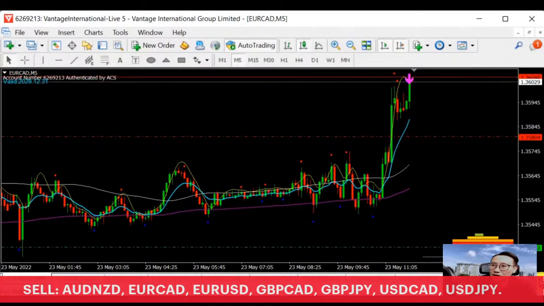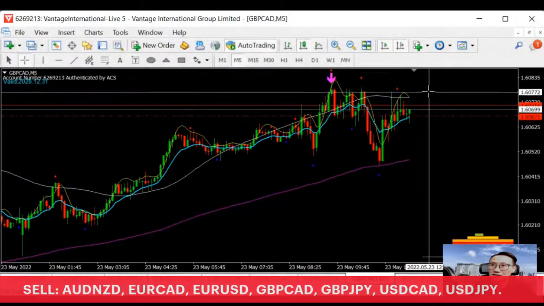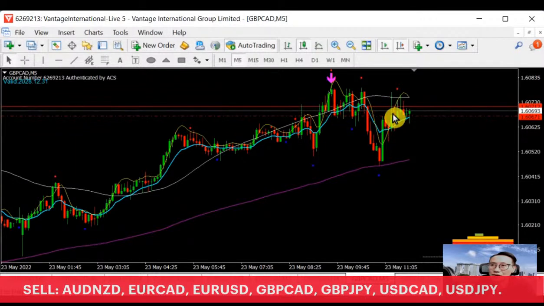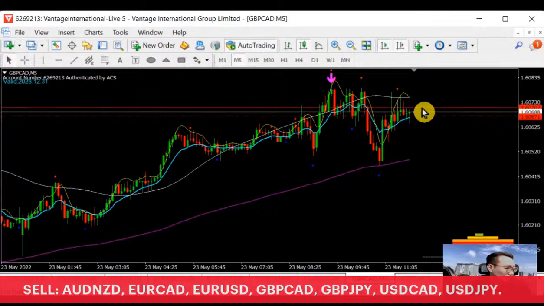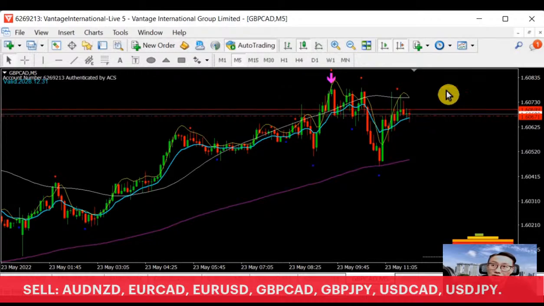So how about PoundCAD? PoundCAD is still struggling. You see, PoundCAD is actually trying to break the resistance as it meets the resistance here. It comes back to retest the previous support that became a resistance, and now we have a red, green, green candle. This red, green, green candle is also a buying signal on the previous resistance that has become a support.